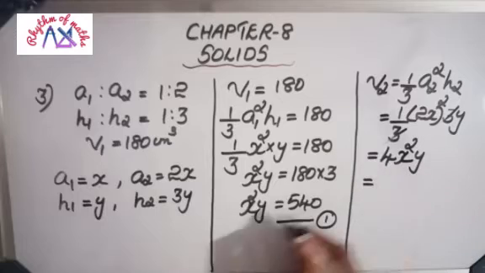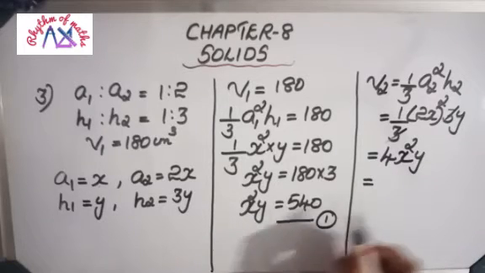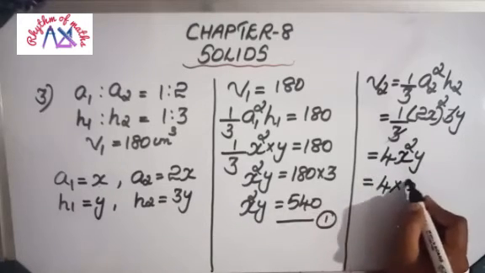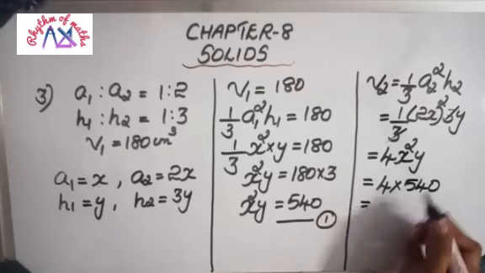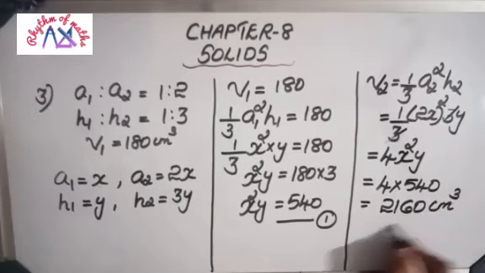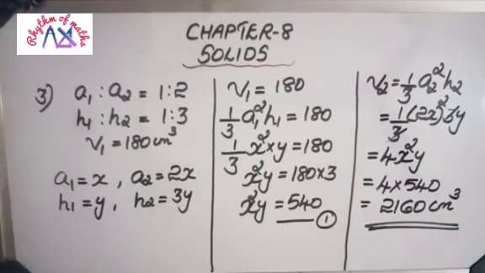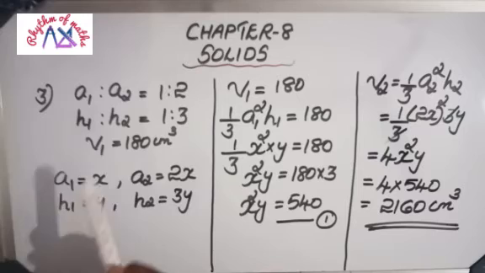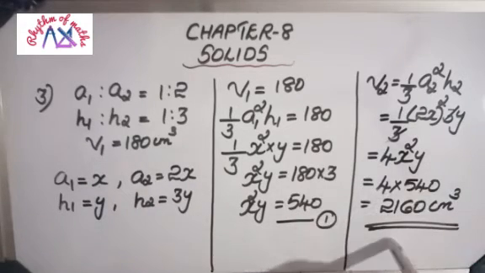That is equal to, this x square y value we already got as 540. That means we can write it as 4 into, instead of x square y we can write 540. So 4 into 540 means 2160 centimeter cube. When you multiply this you will get this answer. So very important question. Ratio type questions are very important from this section. Here we start from base edge ratio and height ratio, and one volume given. From that we found the second volume. So this is the second square pyramid's volume. Okay, so this is the third one's answer.